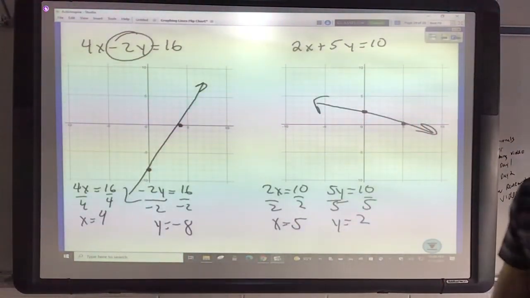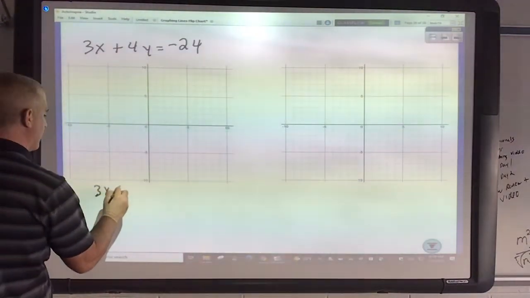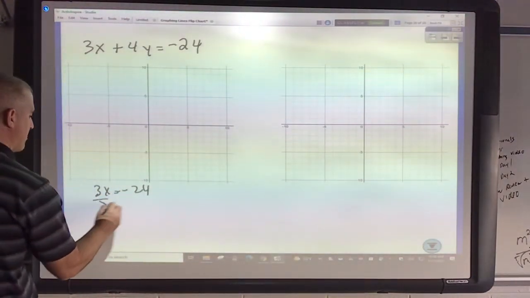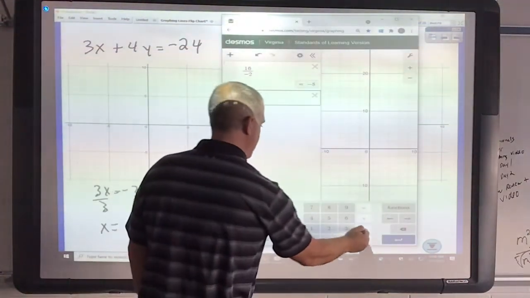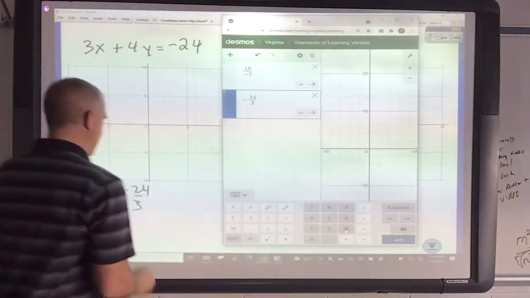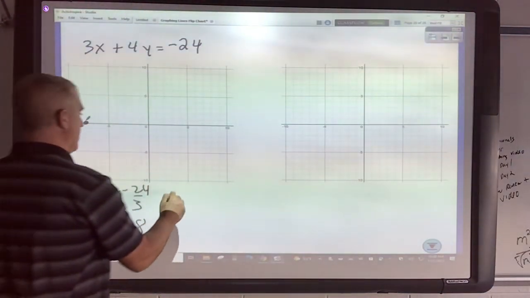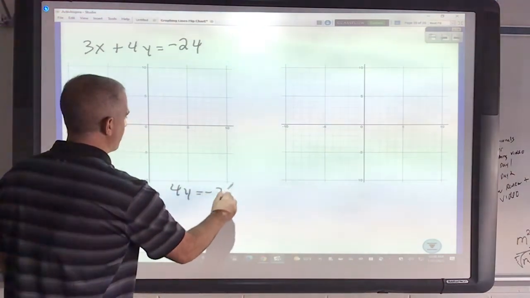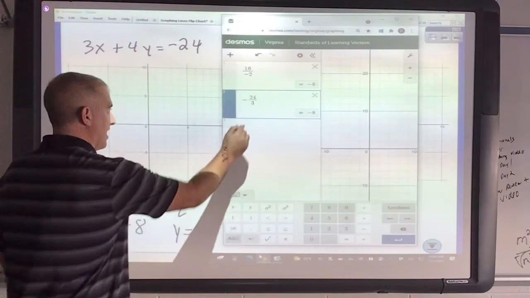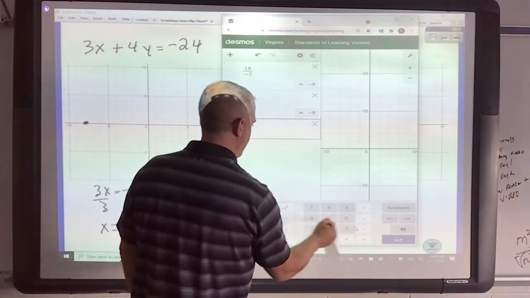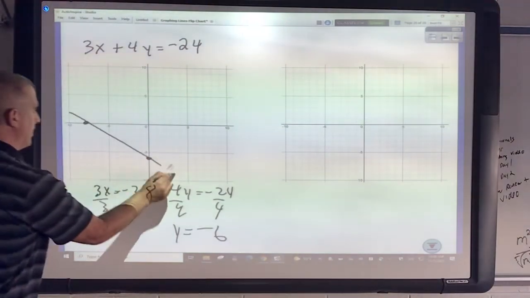Okay, and then my last problem here, I got 3x equals negative 24. I'm going to divide by 3. I'm going to use my calculator for this one. That is negative 8. On the x-axis, that would be here. Then I got 4y equals negative 24. Divide by 4. I got y equals 24 divided by negative 4 is negative 6. It should be here. I connect the dots.